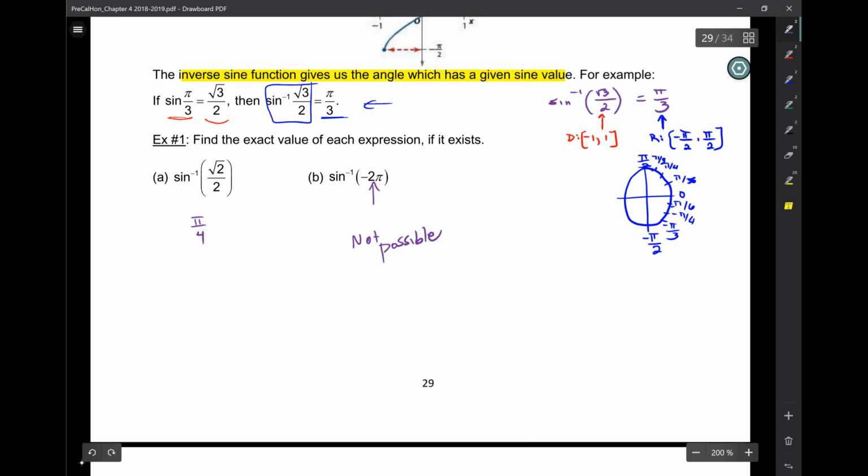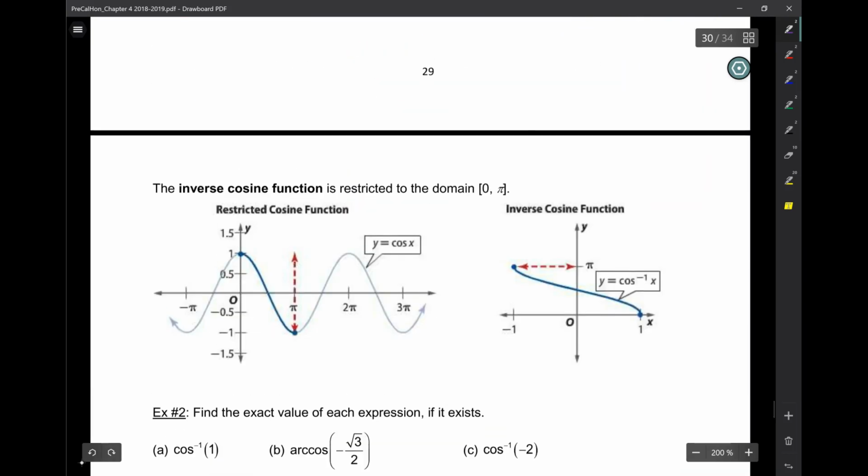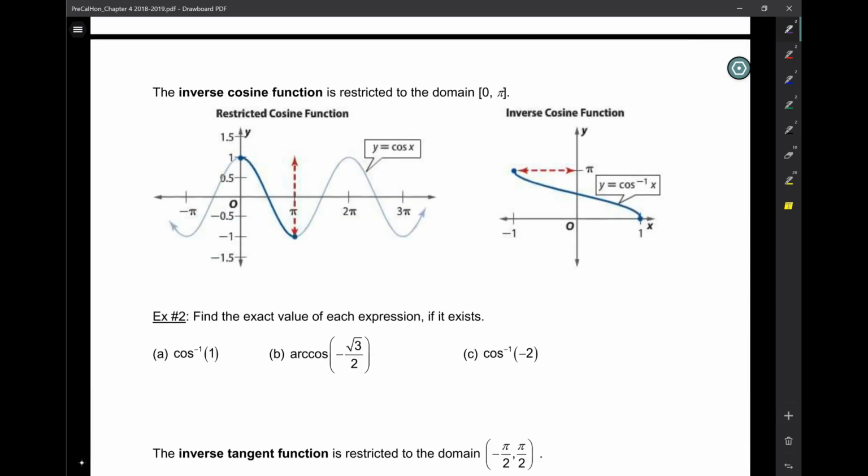Either. We just say no solution. Okay. Okay.